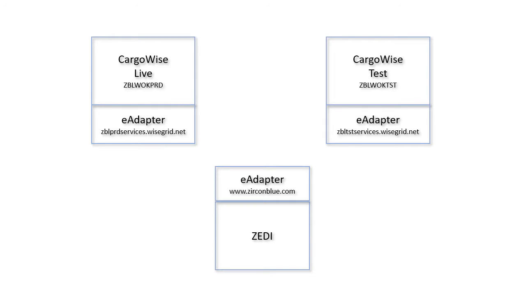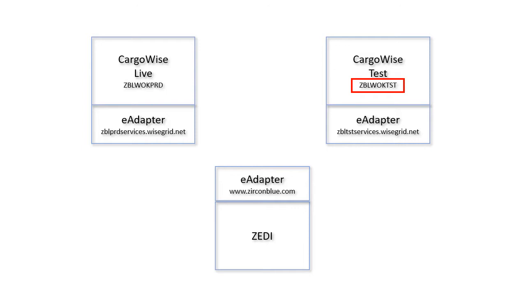We're going to work through an example based on two CargoWise environments, one for live transactions and the other for test transactions. CargoWise sends and receives transactions via an interface called eAdaptor. It's useful to understand a little bit about how it works before we start.